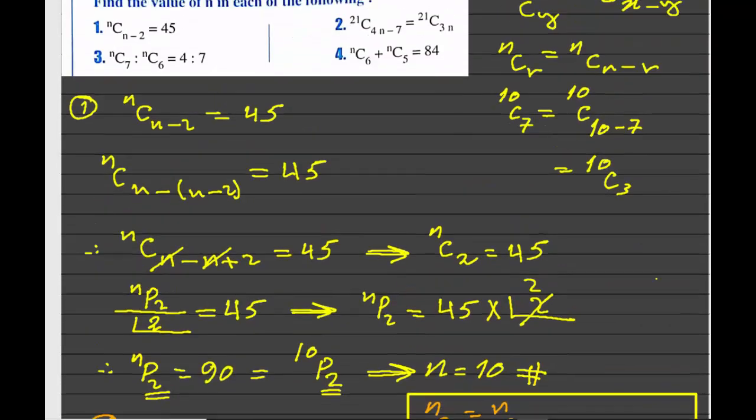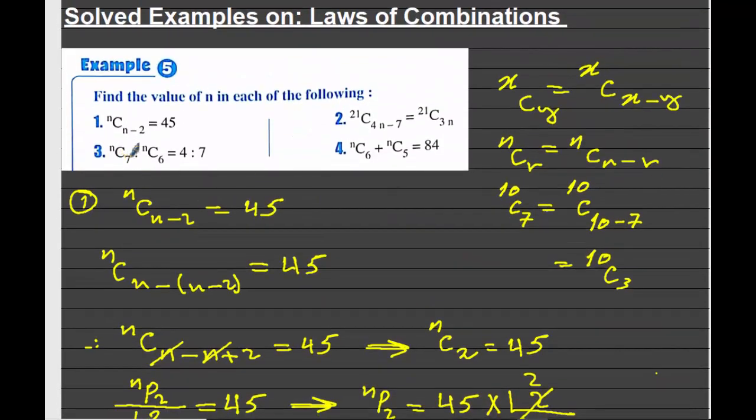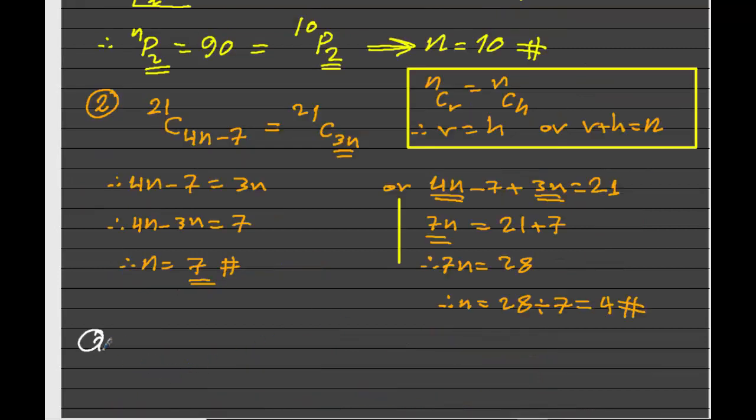Question number 3 here. nC7 to nC6 equals 4 to 7. We have nC7 to nC6 equals 4 to 7. Now, what is the rule here?